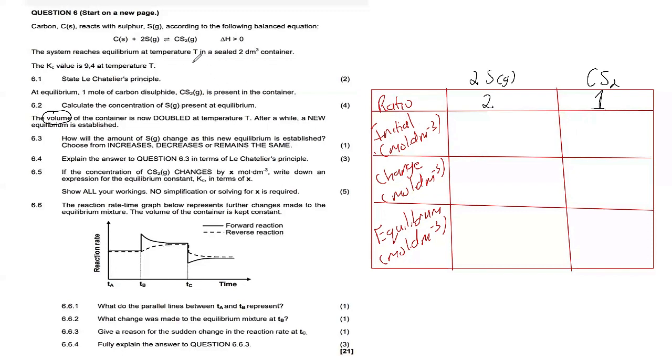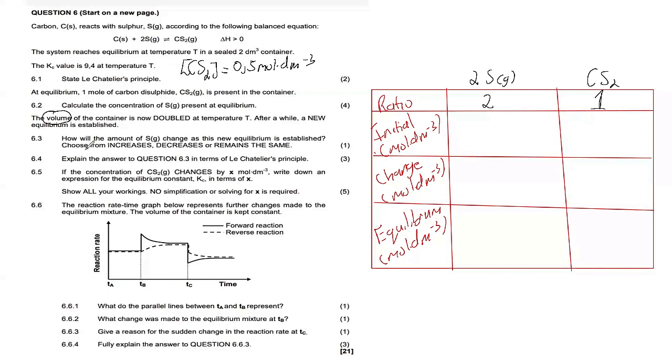Now, the concentration that I had at the previous equilibrium, remember, we had the concentration for CS2, and then we calculated it to be 0.5. It was 0.5 mole per dm cube. If you can just run it back to this question in 6.2. We had this one. But then remember now, what did they do to the volume?